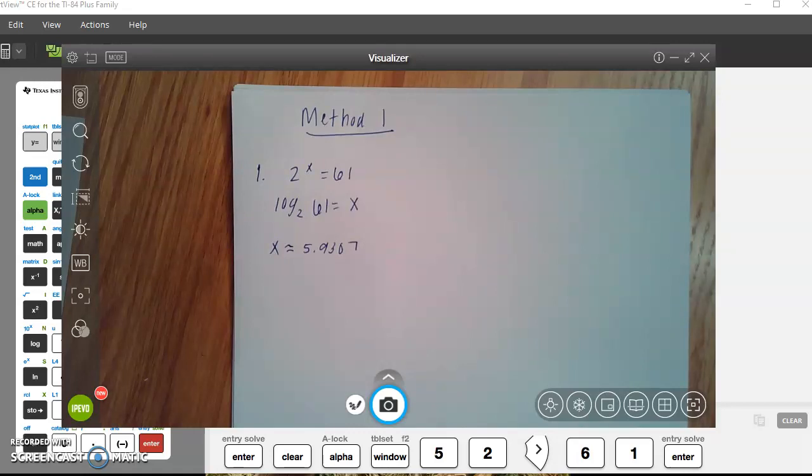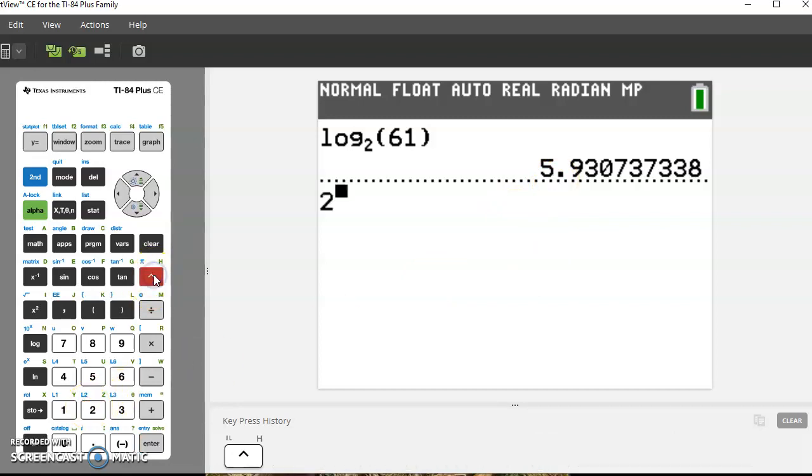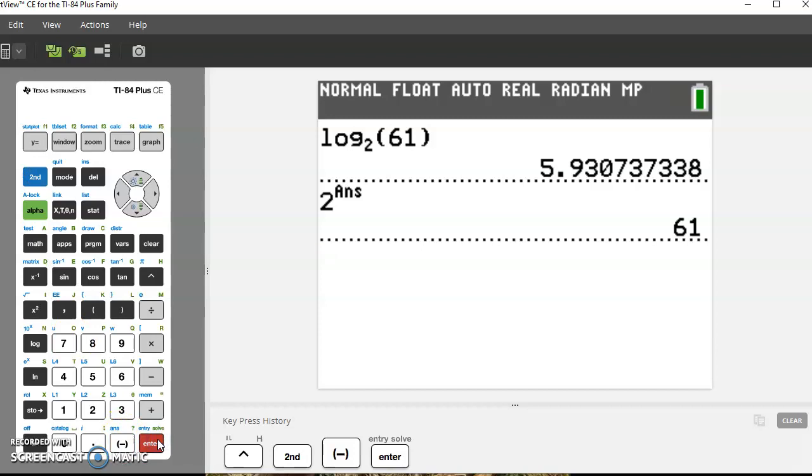What we need to do though is we need to make sure that this answer does in fact work. Okay. So to check your answer, we're going to plug it back into the original question. Here's kind of a shortcut. Since that's a long decimal, if I were to plug it back in, sometimes rounding will change the answer. So if you do second, then the negative sign, it'll plug the answer in that I just got, and it does get me back to 61.